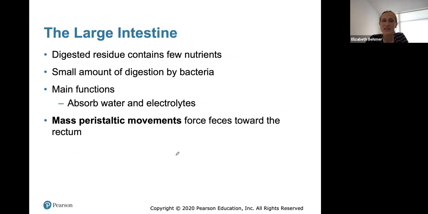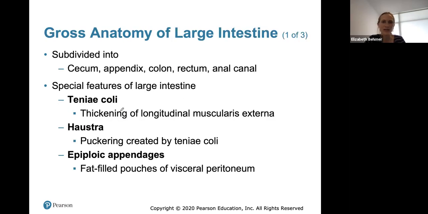The large intestine, the main functions of the large intestine are to absorb water. So not much is digested or absorbed in the large intestine. And you have mass peristaltic movements, which force feces toward the rectum. Here's the gross anatomy of the large intestine, which you should understand well. The different parts of the large intestine, and then special features like the Teniae coli. It's a longitudinal muscularis externa. The haustra are puckering created by that muscular Teniae coli.